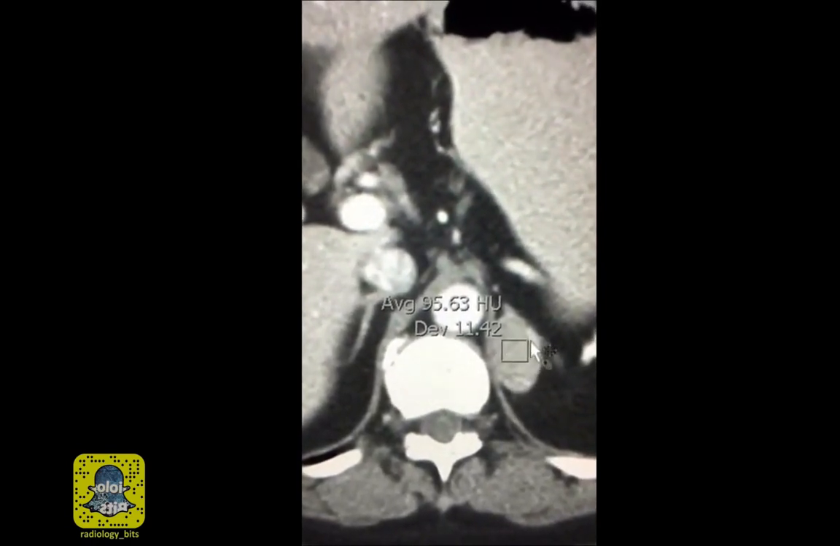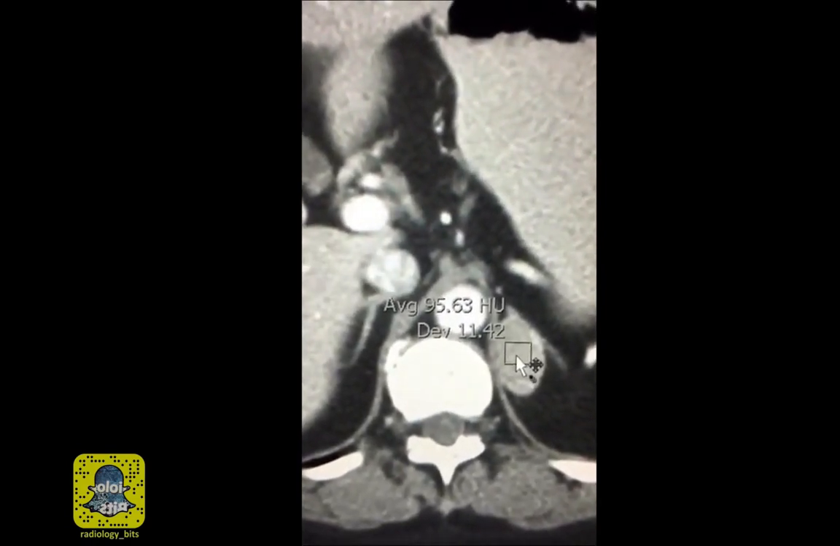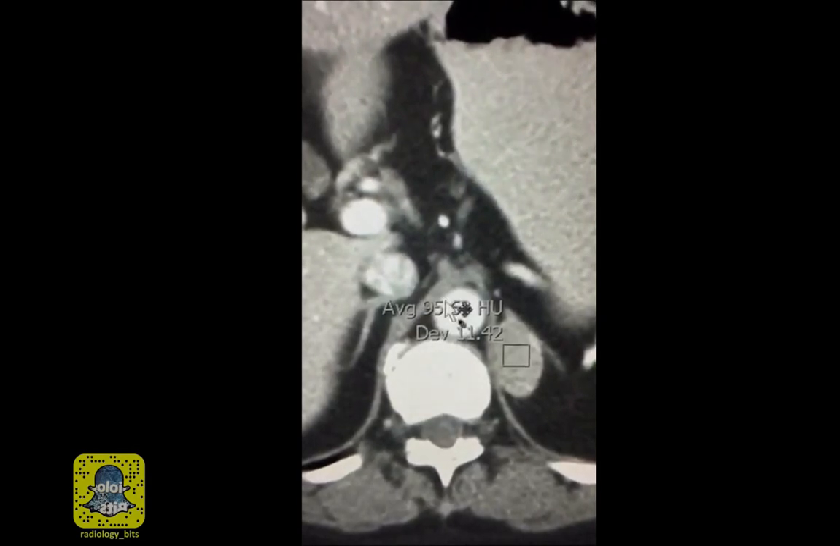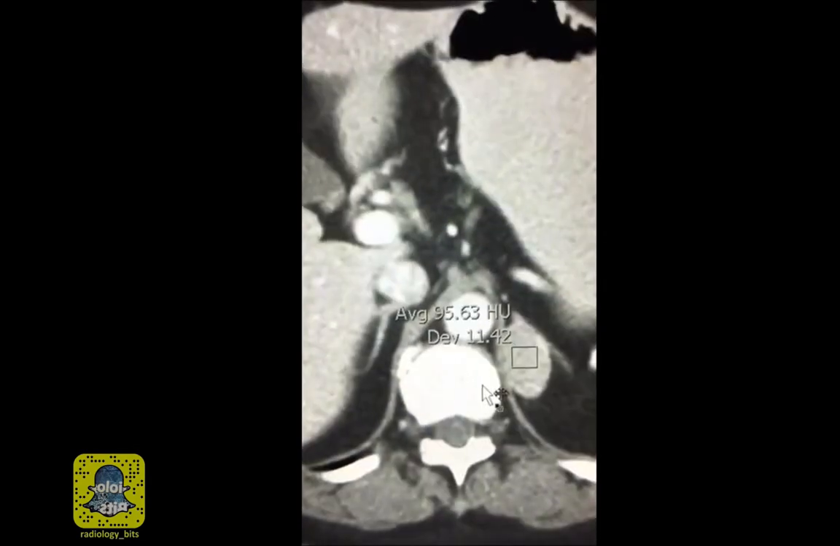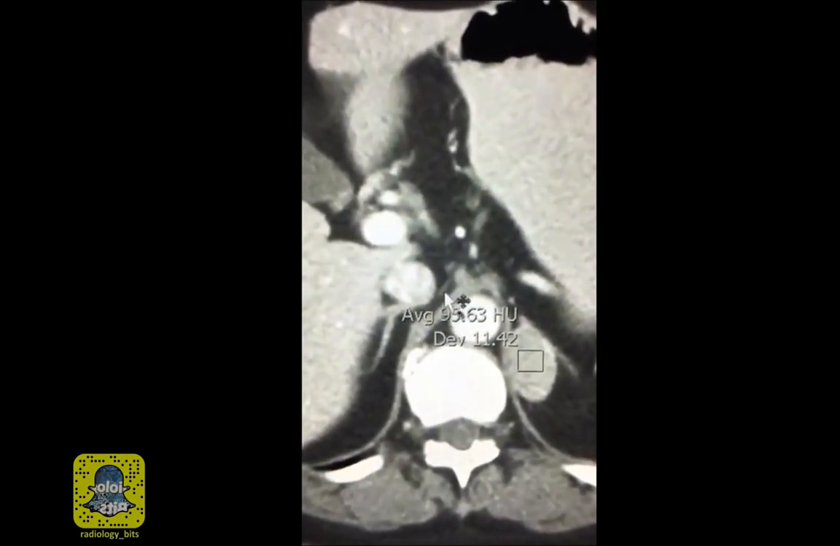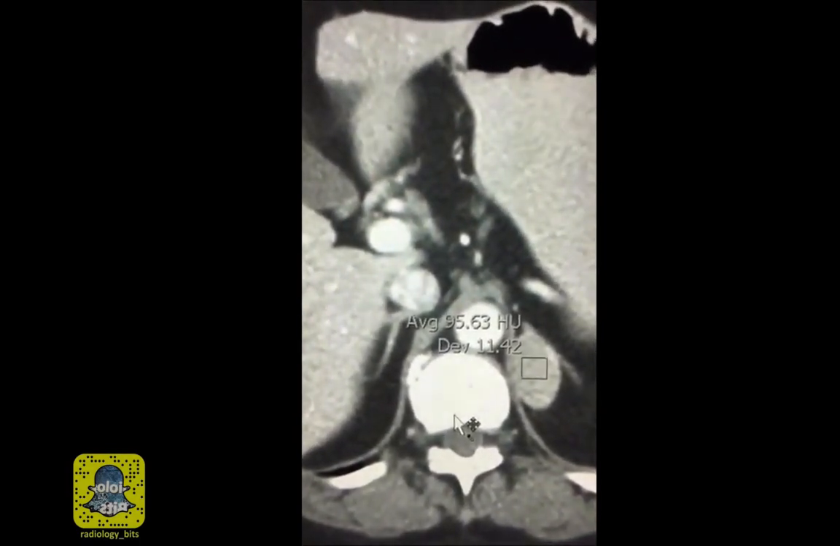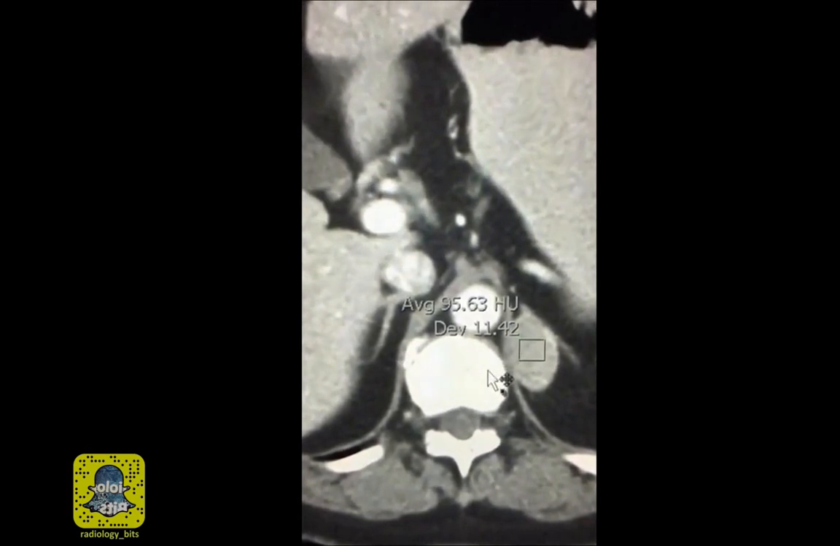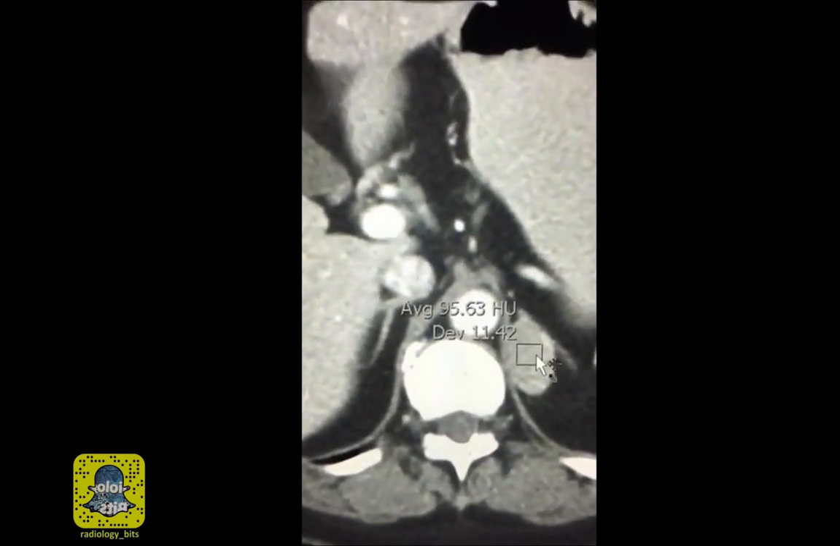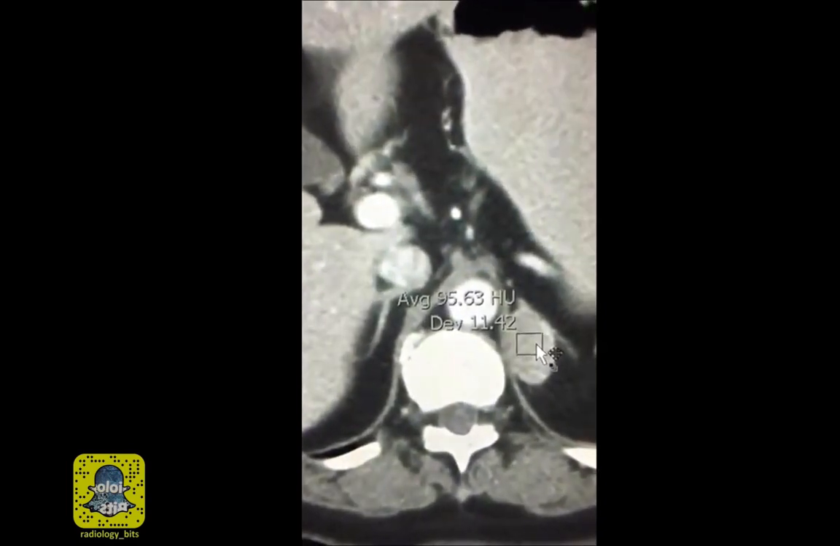Now back to this lesion here. Measuring the Hounsfield units gives you a number of around 95. That's unfortunate, because if you had a number of less than 10, you'd confirm that it's a benign adrenal adenoma and nothing else needs to be done. However, we have to remember that adrenal adenomas are classified into two types.